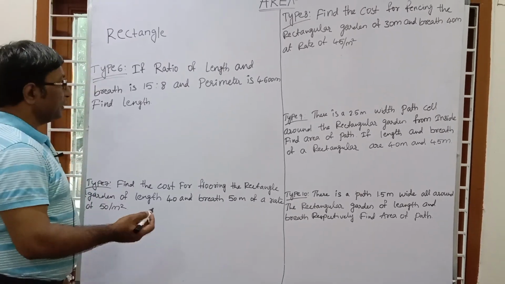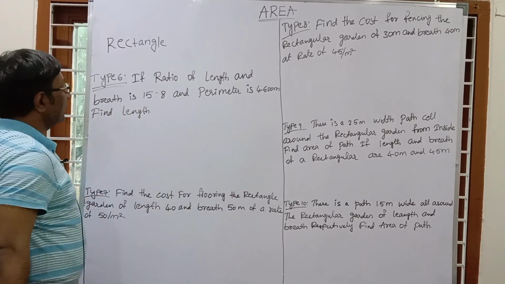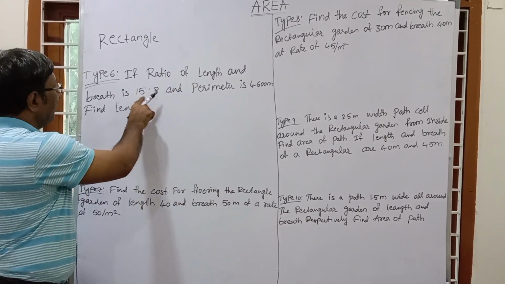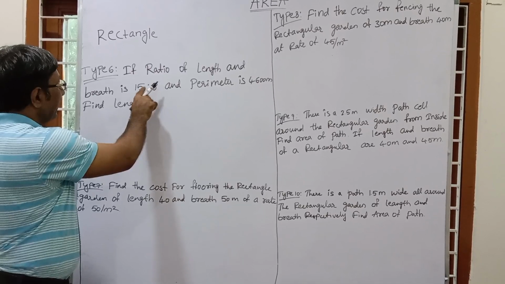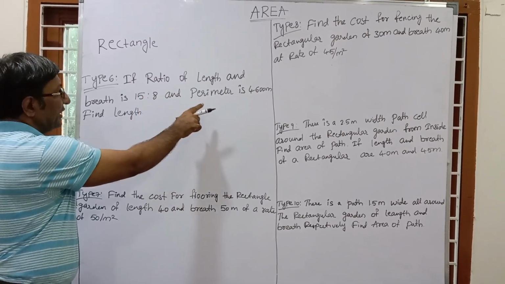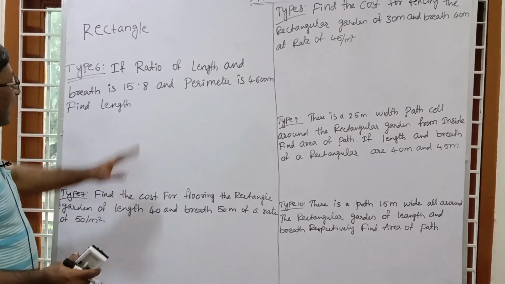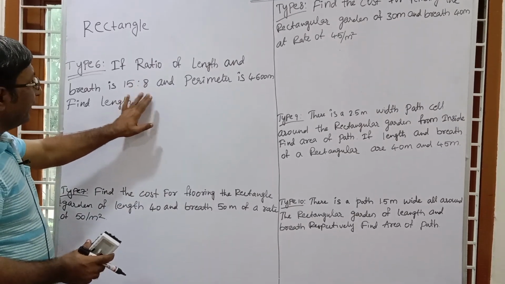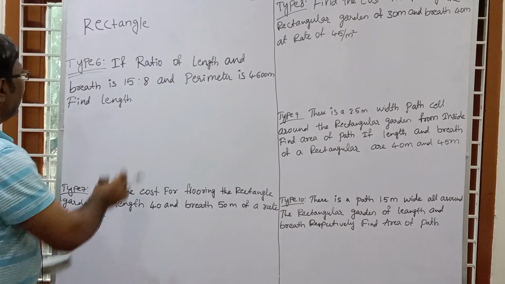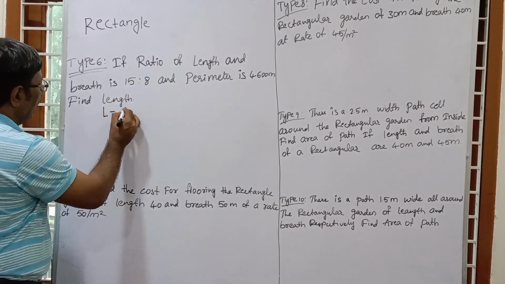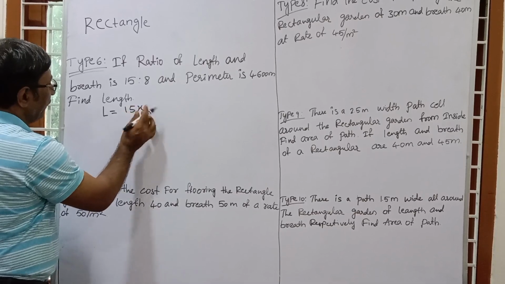Now type number 6. This is the type number 6 question. If the ratio of length and breadth is 15:8 and the perimeter is 4600 meter, find the length. Again for this type of question, you see what the technique is. First one is length, so the length ratio is 15. So you can write length equal to 15x or 15k.